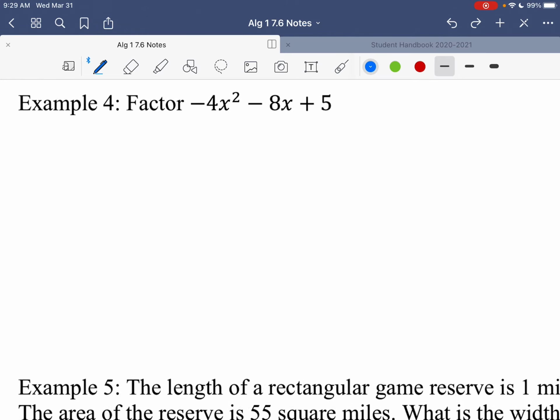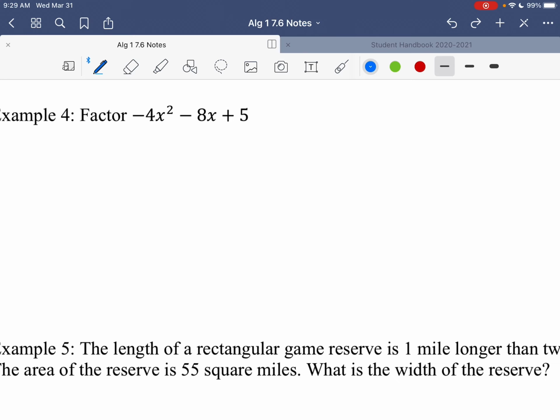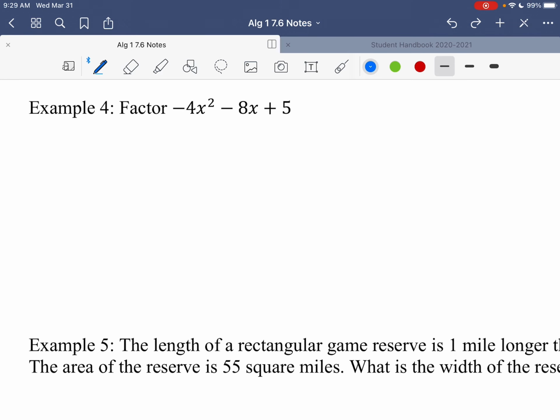Okay, so this has got a negative out in front. It's got a negative 4x squared. If we were to attempt to guess and check this one like we did the last problem, it would make it not impossible, but more difficult. So we want to try to make these as easy as possible.